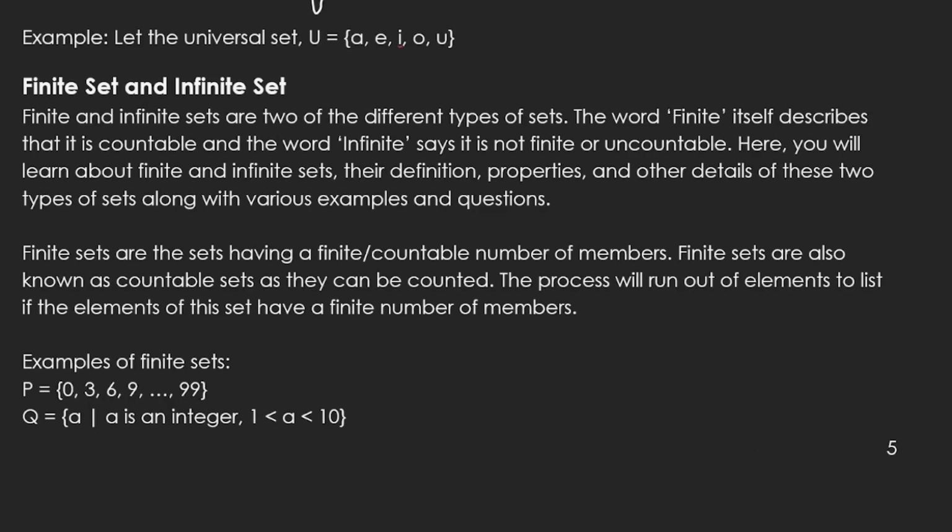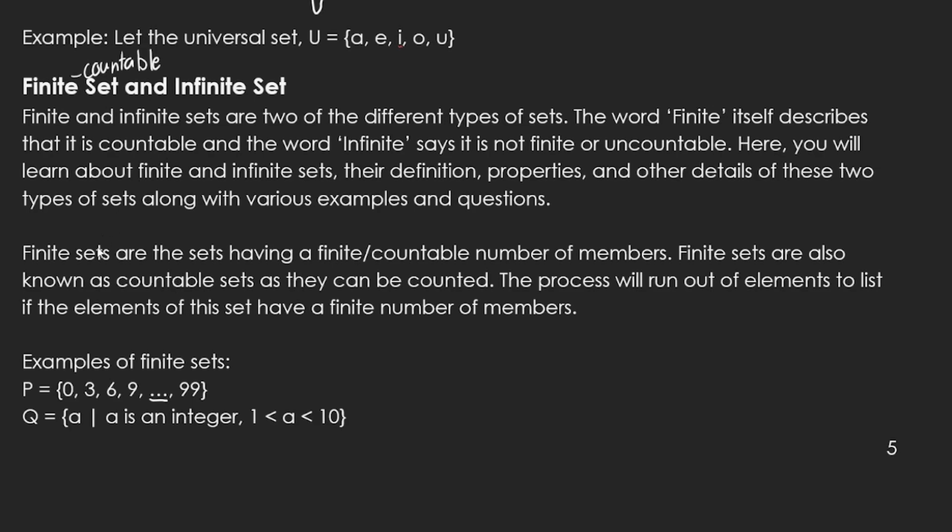Next, we have finite and infinite set. Looking at finite set, this is countable. Every element in that set is countable, meaning it has an end. So if you look at this example, set P is 0, 3, 6, 9, and this is what you call an ellipsis, which means it's going to continue that pattern until you get to 99. So it ended at 99, meaning even though you don't see every single element, it ended, meaning you can count all of it.